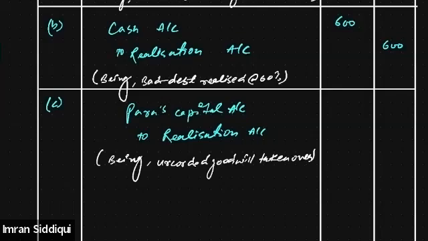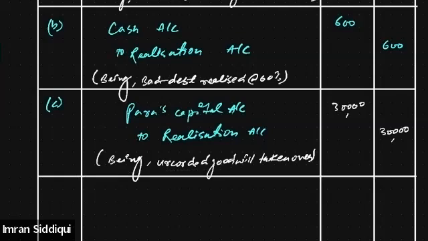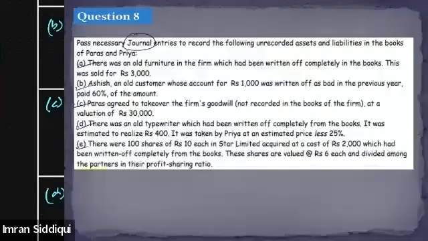And the amount was 30,000. Understood, everybody? Yes, sir. Okay. Moving on to the next adjustment.